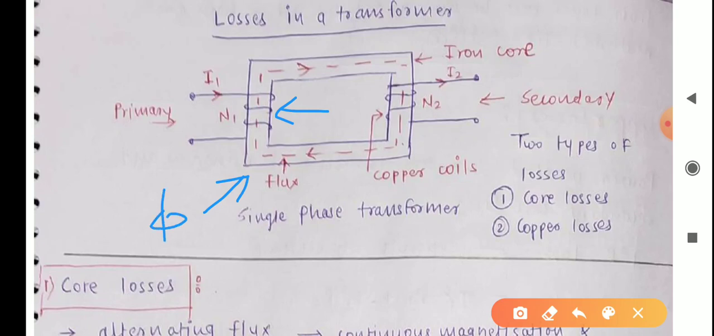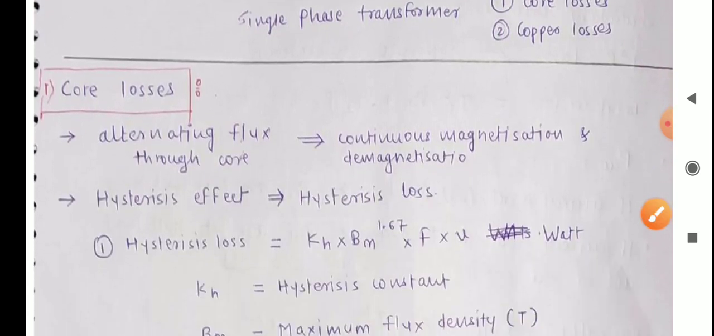So the losses that occur in a transformer are of two types. First, occurring in the iron core, that are core losses, and second, the losses occurring in the copper winding, that are copper losses. Ideally the transformer losses should be zero, but in a practical transformer these two types of losses are seen. Now we will be studying the differentiation between these types of losses and their significance. So first let's start with the core losses.